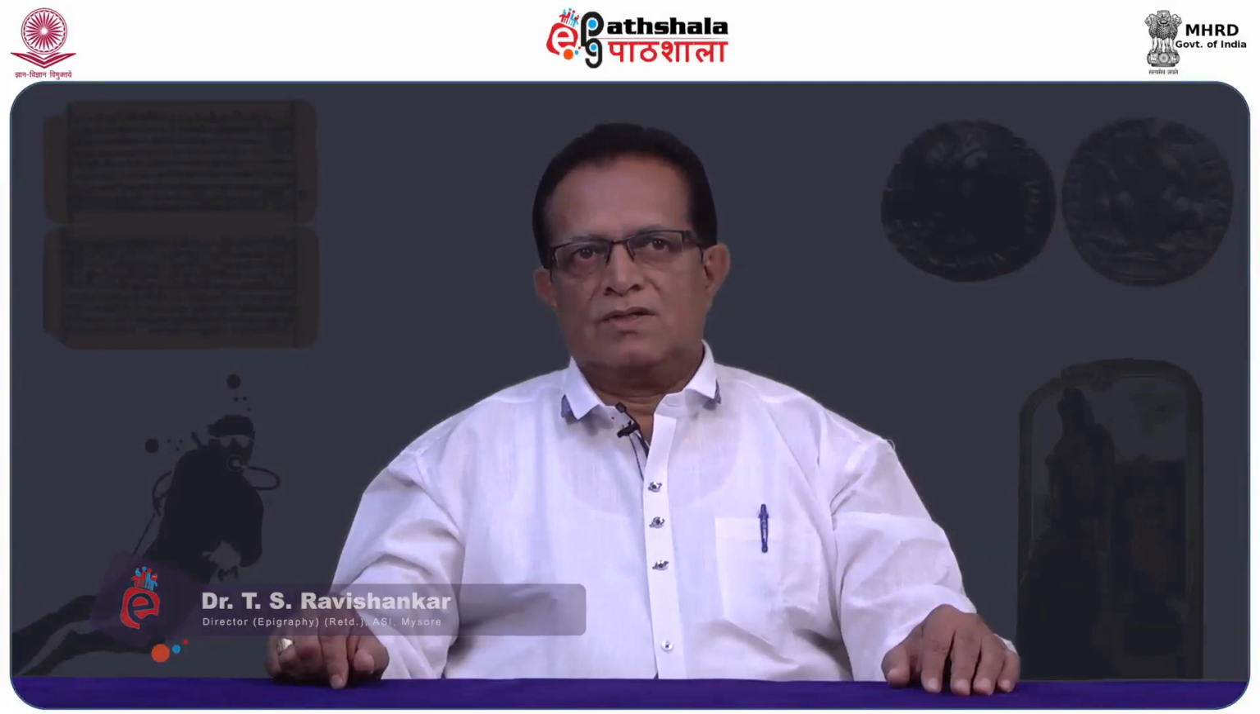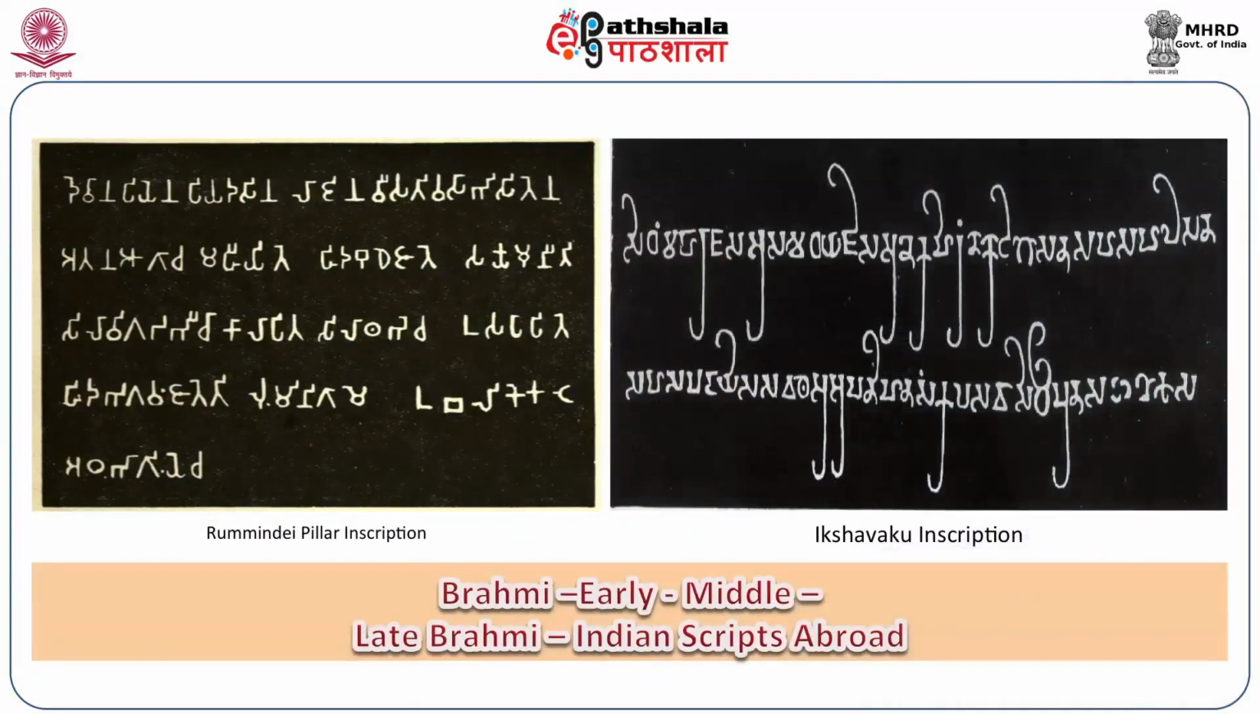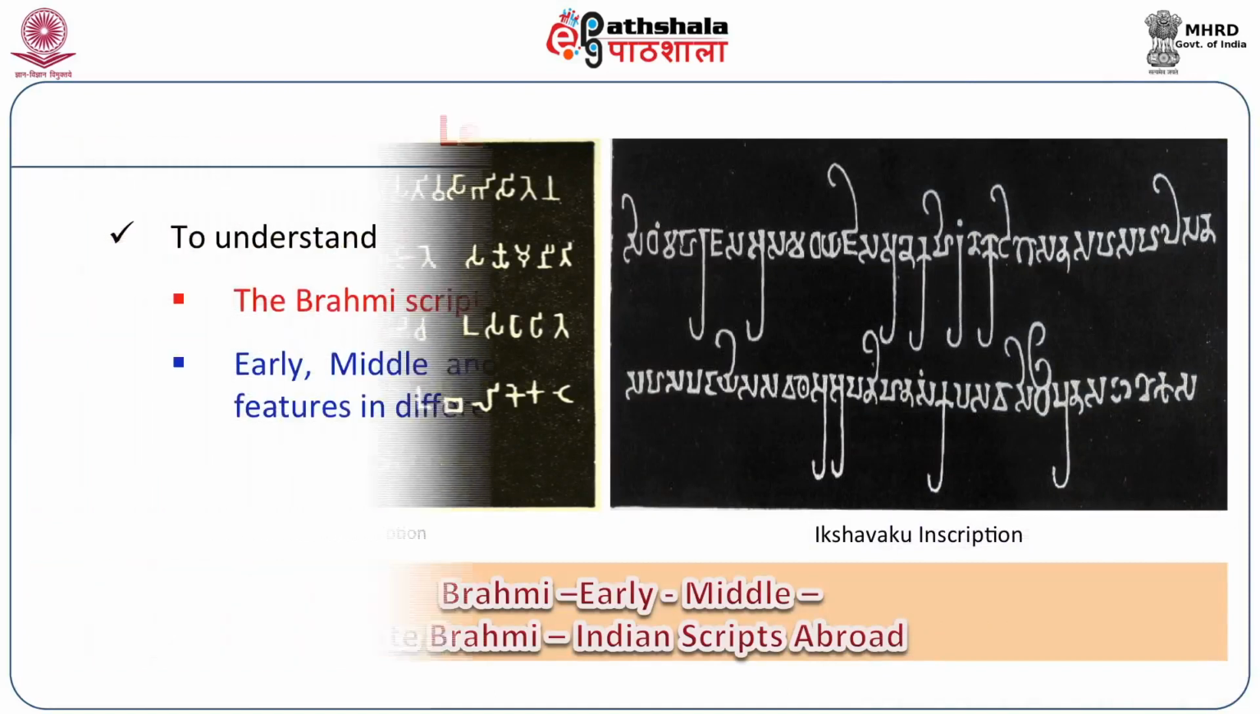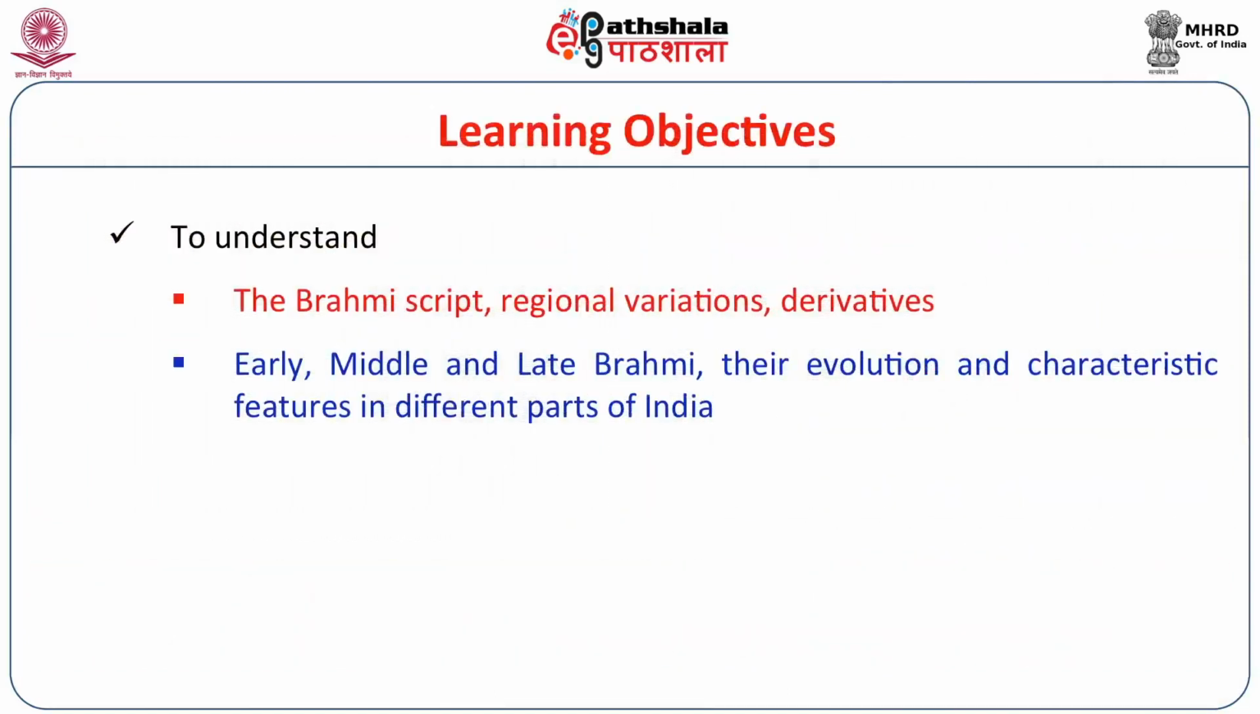The subject is Indian Culture, paper Indian Epigraphy, module Brahmi, Early, Middle, Late Brahmi and Indian Scripts Abroad. The main objective is to understand the Brahmi script, its regional variations over the period of time, and derivatives. Because Brahmi was mainly responsible at later stages, it led to the progression of Siddhamatrika, Kutila, and later Sharda and other scripts, early Nagari and other scripts.